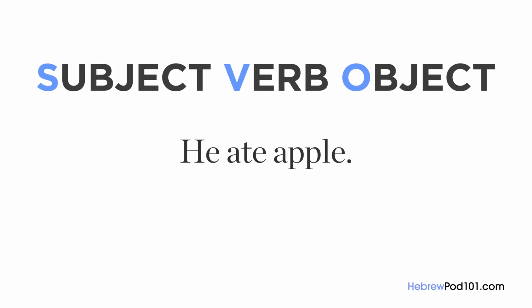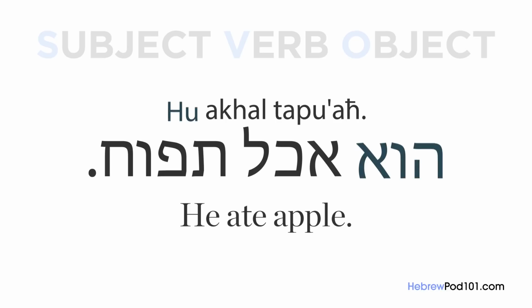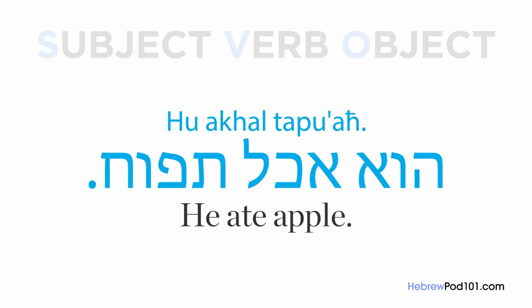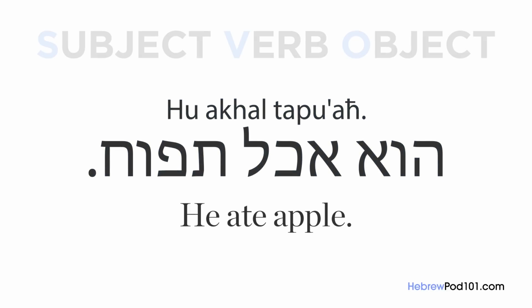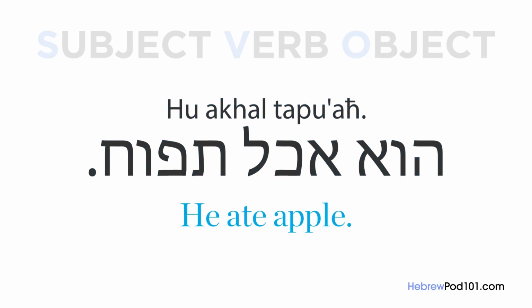Now let's compare that same sentence, he ate an apple, in Hebrew. Hu achal tapuach. In Hebrew, you only need an article for definite articles. Here we have only an indefinite article, so we don't need a word like a or an.